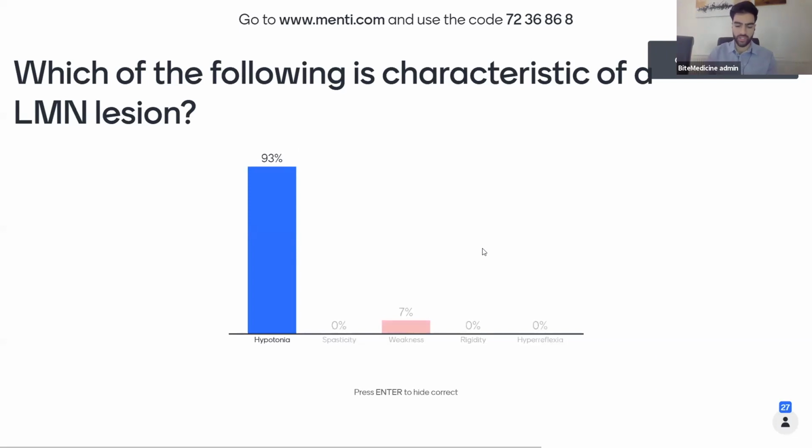Good, hypertonia. Weakness, of course, is also characteristic, but the point is weakness you get in both upper motor neuron and lower motor neuron disease. So that's why hypertonia is the more correct answer.